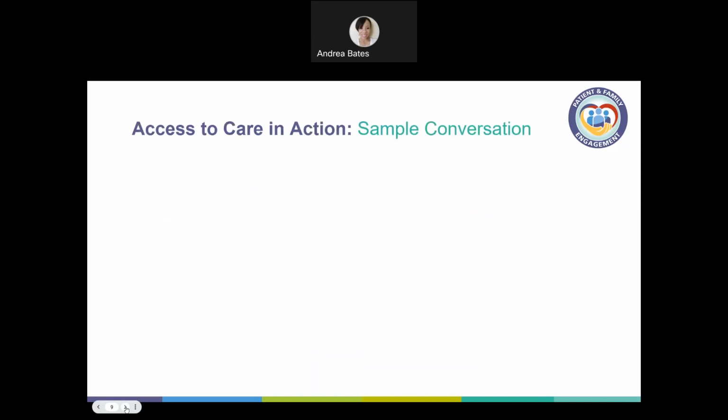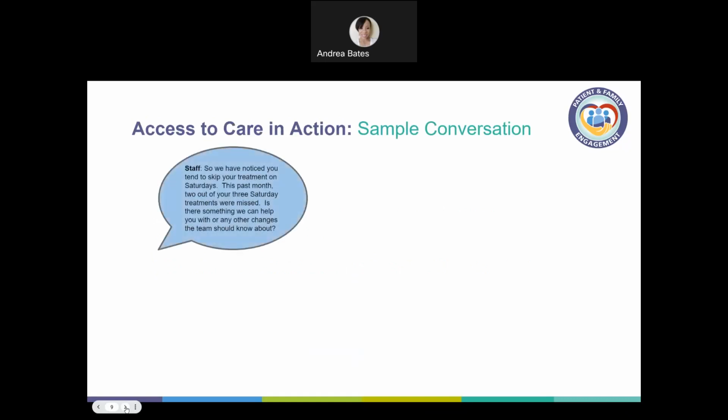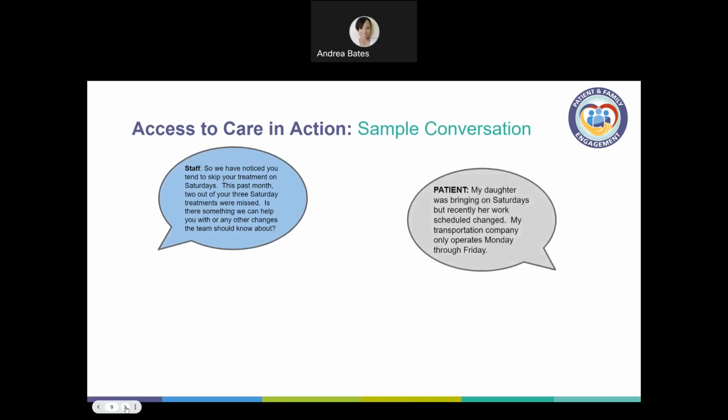So here's our last sample conversation demonstrating access to care. The staff says to a patient, so we've noticed you tend to skip your treatment on Saturdays. This past month, 2 out of your 3 Saturday treatments were missed. Is there something we can help you with or any other changes the team should know about? And the patient says, well, my daughter was bringing me on Saturdays, but recently her work schedule had changed. My transportation company only operates Monday through Friday.